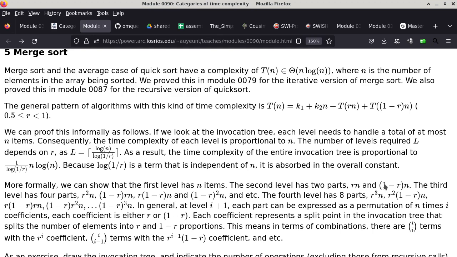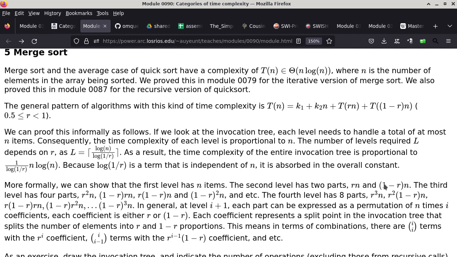How do we get these coefficients? How do we get to the third level? It becomes r plus q cubed. And then the next level is r plus q to the power of fourth, and so on. This is the binomial theorem. Okay, we're getting back to the binomial theorem.